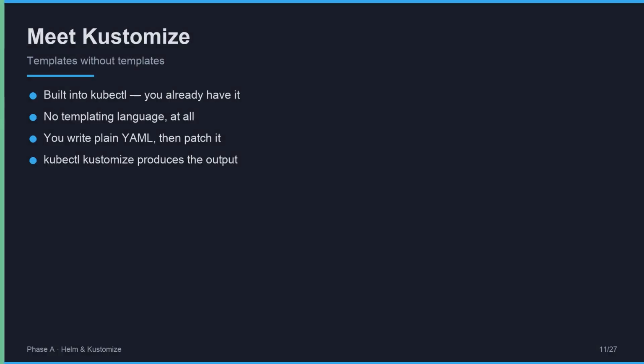Now meet Kustomize. The big surprise: Kustomize has no templating language at all. It is built right into kubectl, so you already have it. Instead of templates with holes, you write plain, valid Kubernetes YAML, and then you write patches that modify it. Kustomize stacks a base set of resources underneath one or more overlays, applies the patches, and prints the merged result. No Go, no curly braces, no holes.